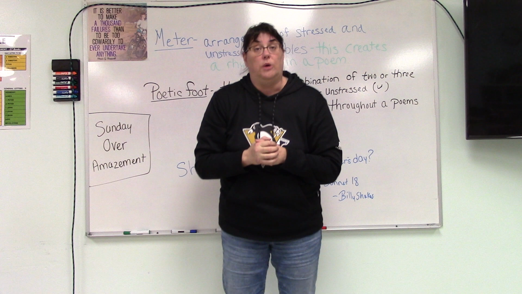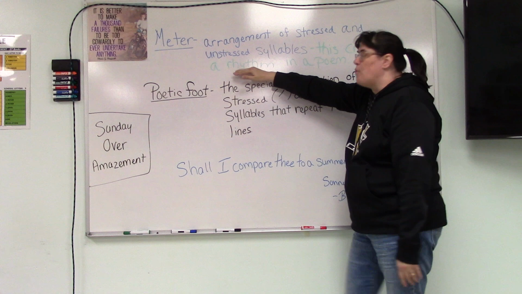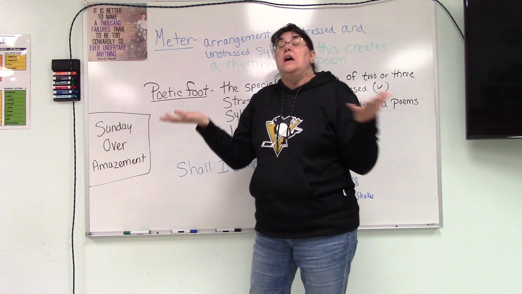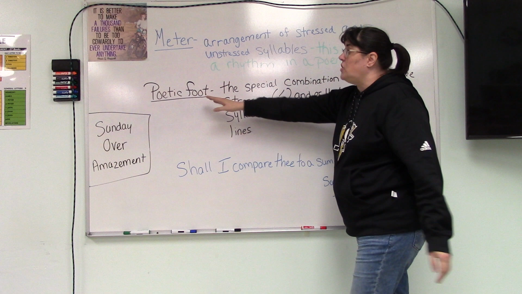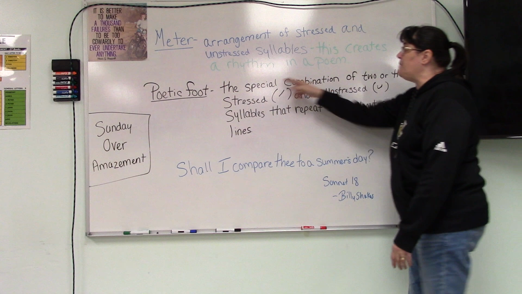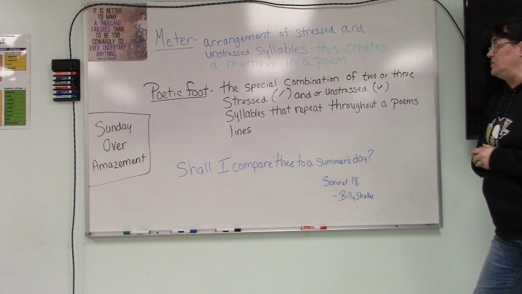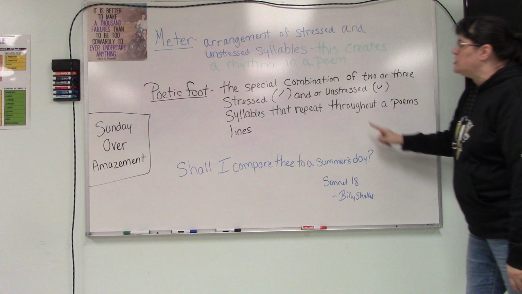So meter is going to deal with rhythm. How do authors, when they write a poem, want to express a certain feeling with the rhythm in their poem? It's called a poetic foot. And a poetic foot is the special combination of two or three stressed or unstressed syllables that repeat throughout a line of a poem. So there's a special combination of stressed and unstressed.